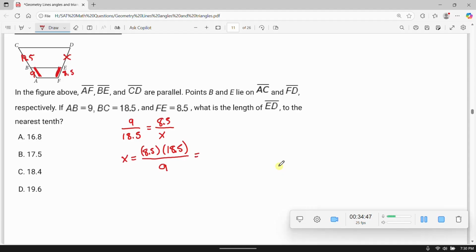So let's see. This is about 17 something. So this is 17.5 with a calculator. Thinking about it, you cancel 8.5 with 9 because they are estimated equal to 9, and then it's going to be about 17 something.